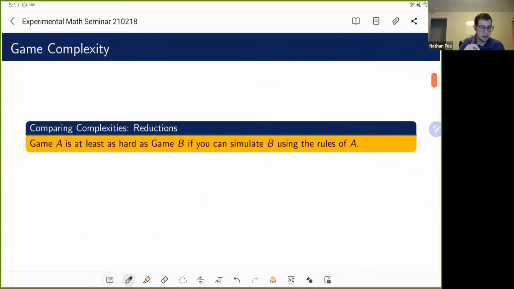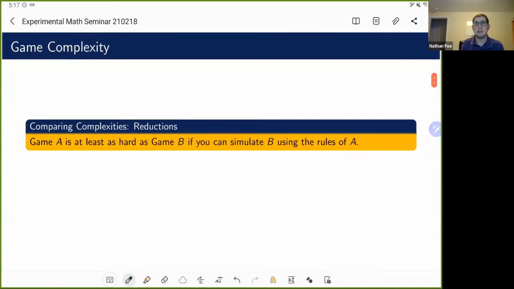So how do we actually say how hard a game is? Really, the way we do that is we compare games to other games. So we say game A is at least as hard as game B, again being very informal here, if you can simulate game B using the rules of game A. I don't have an easy example of this, but we'll see a bunch of concrete examples in the rest of the talk. These are known as reductions. These are a common tool in complexity theory. And for those of you who know some complexity theory, I am hiding some details here.